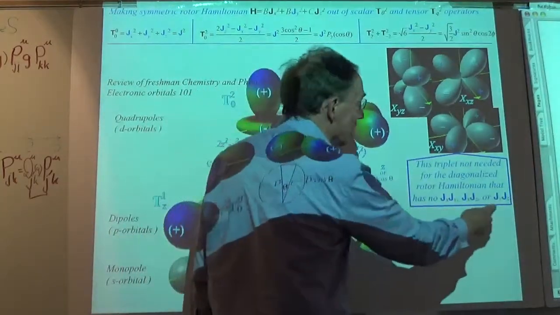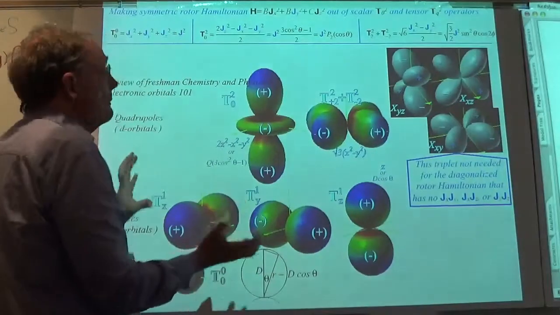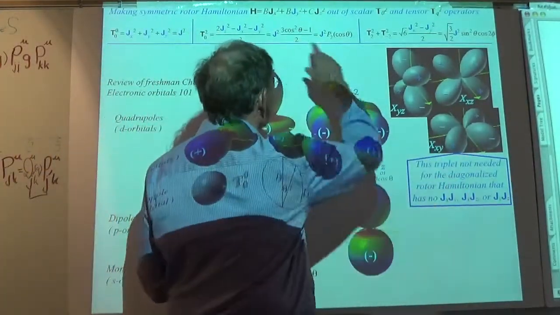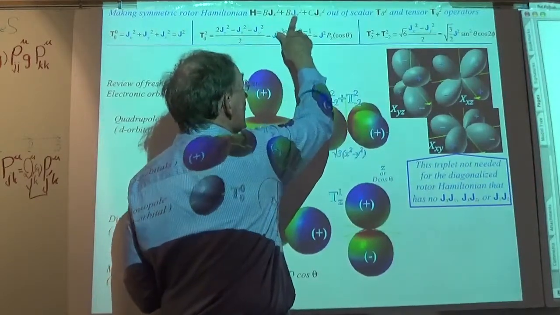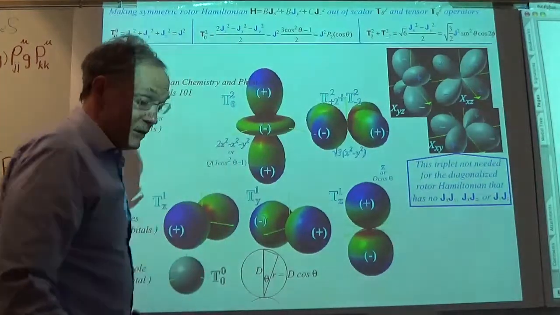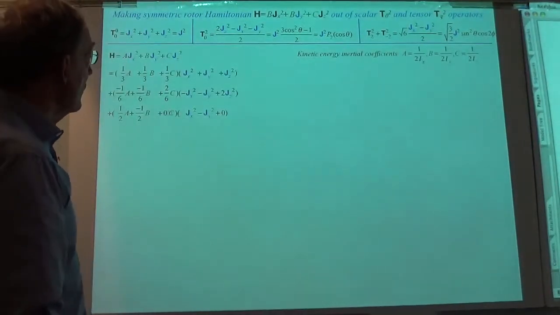These are cross terms. If you were to put your rotor Hamiltonian in an arbitrary basis, then you would have cross terms in the matrix. You wouldn't just have a diagonal x squared, y squared, and z squared. You'd have the other possibilities. So we don't need those for what we're doing.